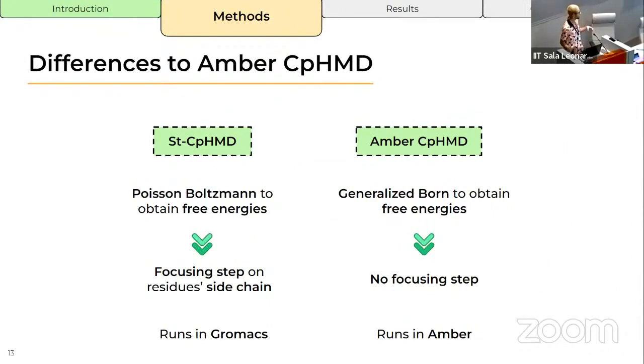Amber already has a native constant pH MD method. So why do we want to do this, and why don't we just compare our method to the Amber native one? A very big difference is that stochastic titration constant pH MD uses Poisson-Boltzmann to obtain the free energies, whereas the Amber constant pH uses generalized Born. This means that we have a focusing step on the residue sidechain in our method that doesn't happen in the Amber method. What this basically means is that when we are titrating residues, the only thing that titrates in our method is the sidechain of the different residues, and in Amber the whole residue titrates. Also, our method runs in GROMACS, and of course the Amber native one runs in Amber.